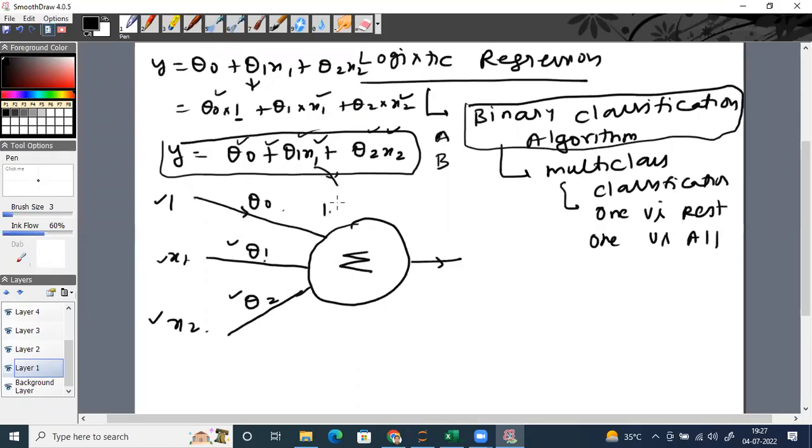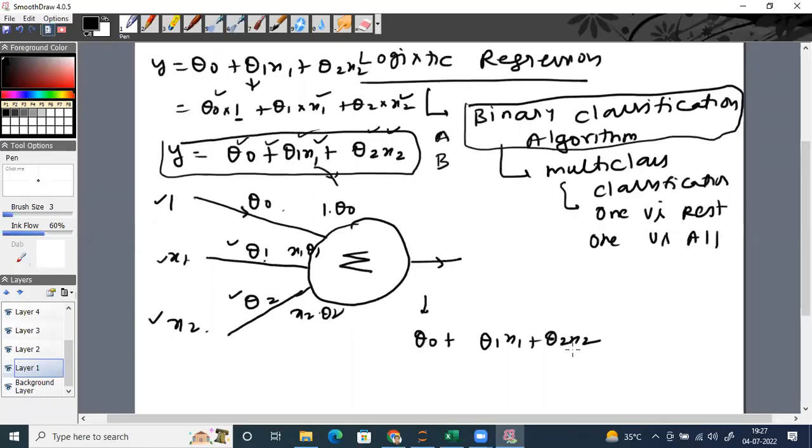So if we use a summer in between, what will this line give me? This line will give me 1 into theta naught. This line will give me x1 into theta 1. This line will give me x2 into theta 2. So if we sum those, what will I get? I will get theta naught plus theta 1 x1 plus theta 2 x2, right or wrong? Okay, same equation is there.